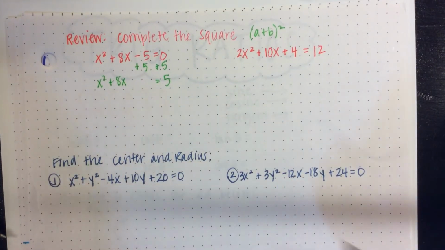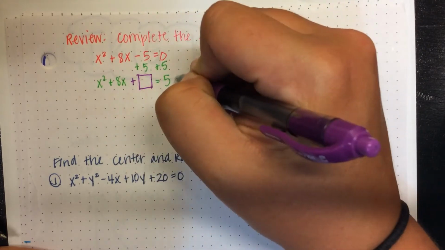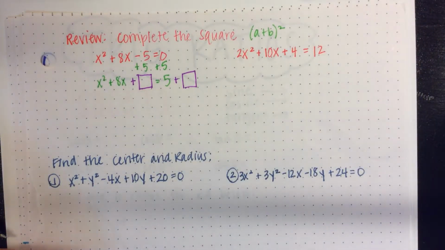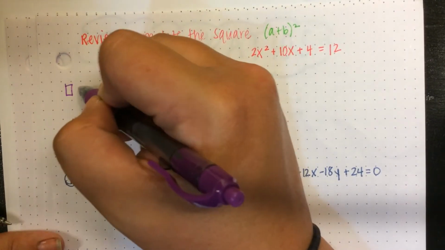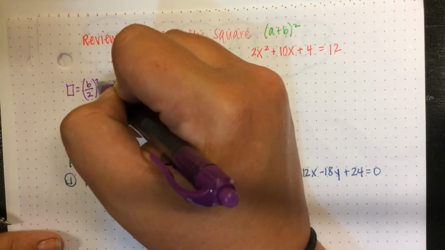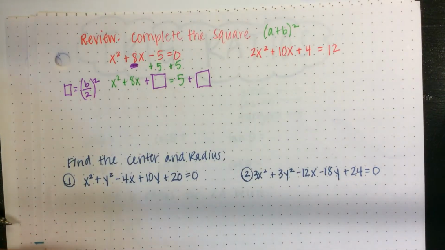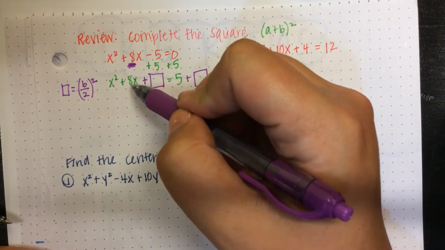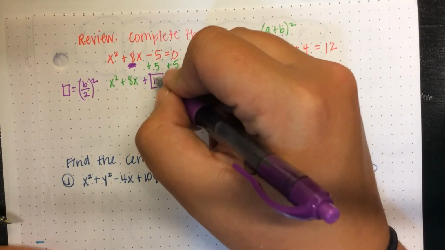Then I'm going to put a box in there. And whatever I do to one side, I have to do to the other. So if I add a box to the left, I have to add a box to the right. And then to figure out what goes inside that box, we do b divided by 2 squared, right? And b is the number that's in front of the x term, or x to the first power, right? So in this case, my b is 8. 8 divided by 2 is 4, and 4 squared is 16.